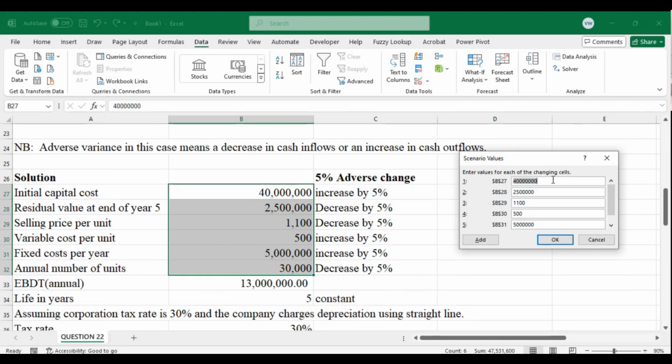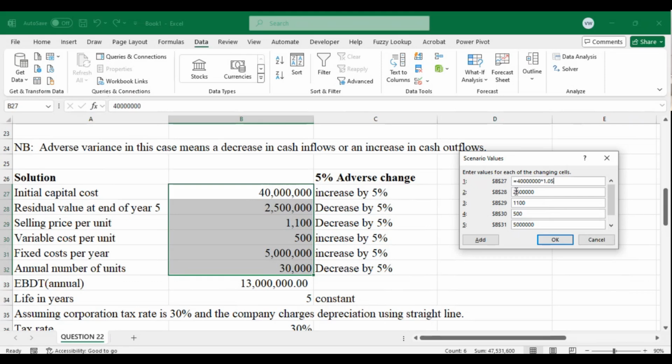The first one was the initial capital, which was 40 million, and we said it increases by 5%. So instead of doing that working somewhere else, I can just go to where my first variable is inside this computation. I introduce an equal sign, then I multiply this scenario by 1.05. The reason I multiply by 1.05 is because if it increases by 5%, it is 105%.